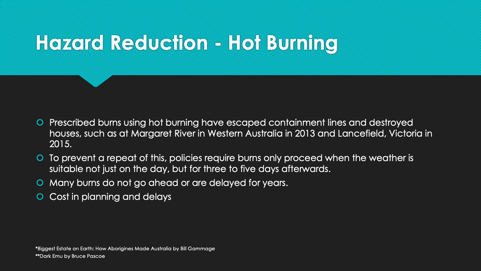Current methods employ hazard reduction using hot burning. Prescribed burns using hot burning have escaped containment lines and destroyed houses, such as at Margaret River in Western Australia in 2013 and Lancefield, Victoria in 2015. To prevent a repeat of this, policies require burns only proceed when the weather is suitable, not just on the day, but for 3 to 5 days afterwards. Due to this policy, many burns do not go ahead or are delayed for years. This costs us in terms of planning and delays.